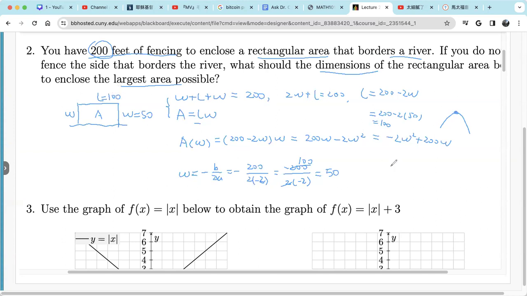Well, what is the possible area? This question actually only asks us for dimensions. Dimensions means the length and the width. But let's find the possible biggest area anyway. So A of 50. When the width is 50, the rectangle gives the biggest possible area. So A of 50 equals length times width. Length is 100, width is 50. So 5,000.